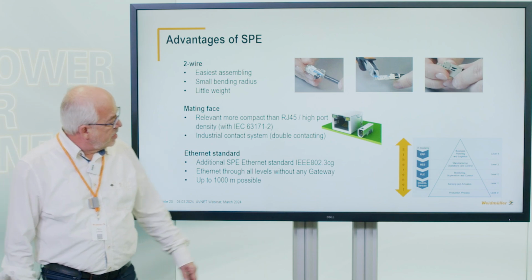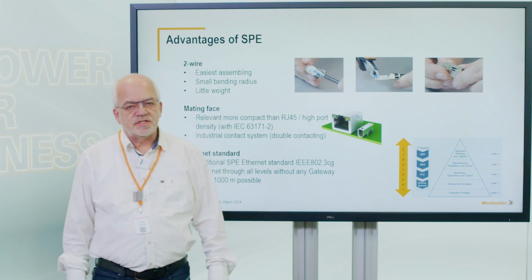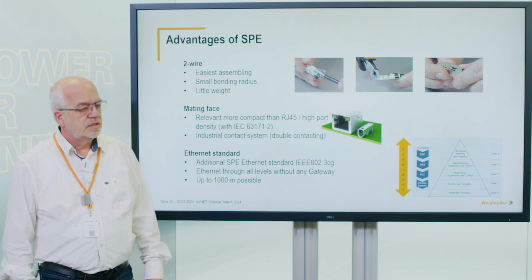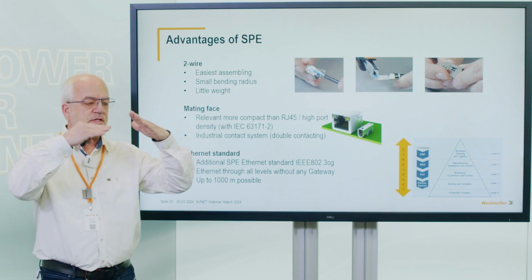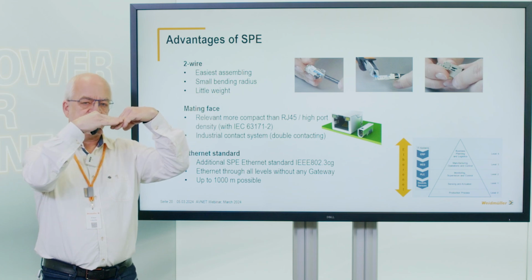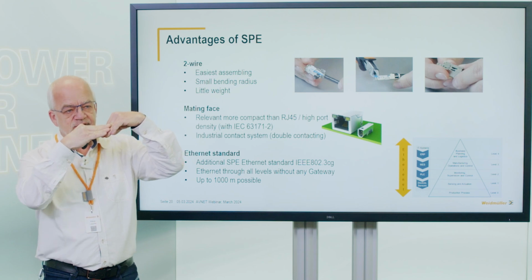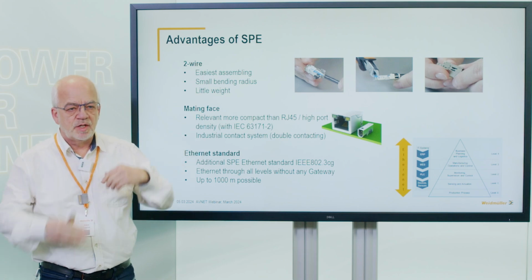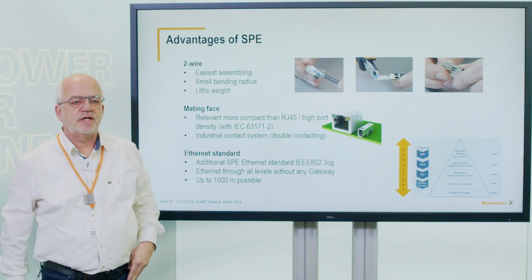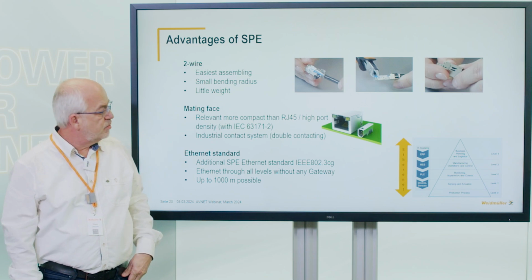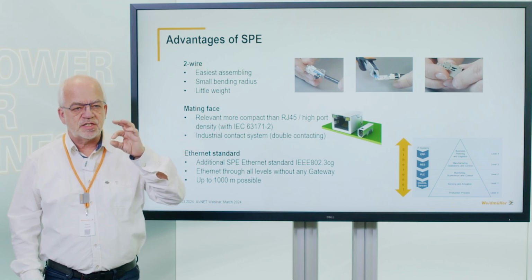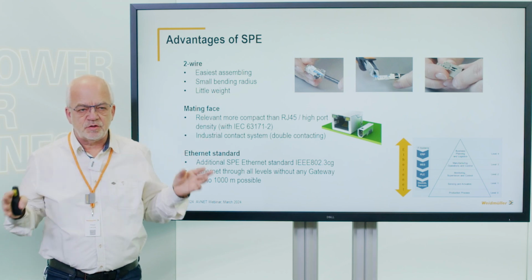And another advantage is that we have an industrial contact system. With RJ45, you have just one contact. So you have the female contact and the plug which you connect inside, and you have one contact point. And this is a problem in some hard, tough, rough applications, because with hard vibrations you can have interrupts. And with our interface you have an industrial contact system with 2 contacts, and so vibrations are not a problem for this contact system.